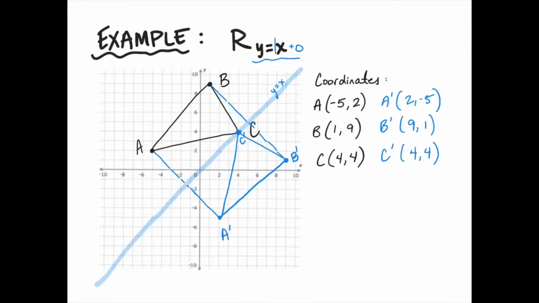So let's investigate and see what happens with every pair of x's and y's. We got to look at the pair in this case. It went from negative 5, 2 to 2, negative 5. I went from 1, 9 to 9, 1. And I went from 4, 4 to still 4, 4. So you probably noticed that the x's and y's switched places. So our rule for reflecting about the line y equals x is that x's and y's switch spots.